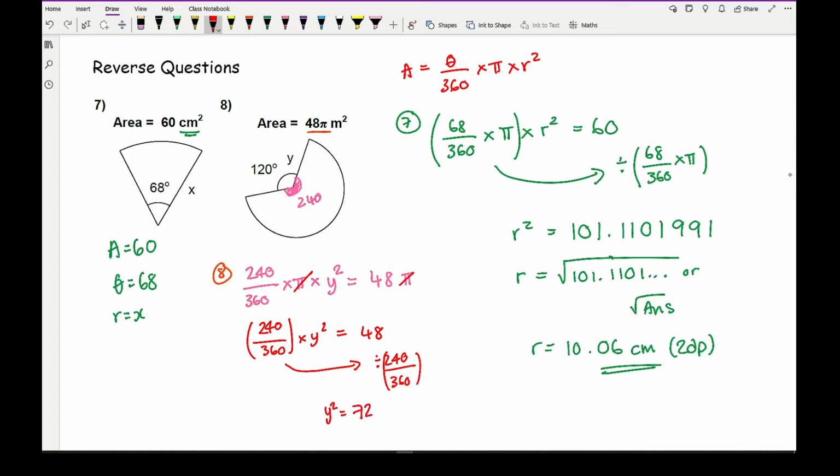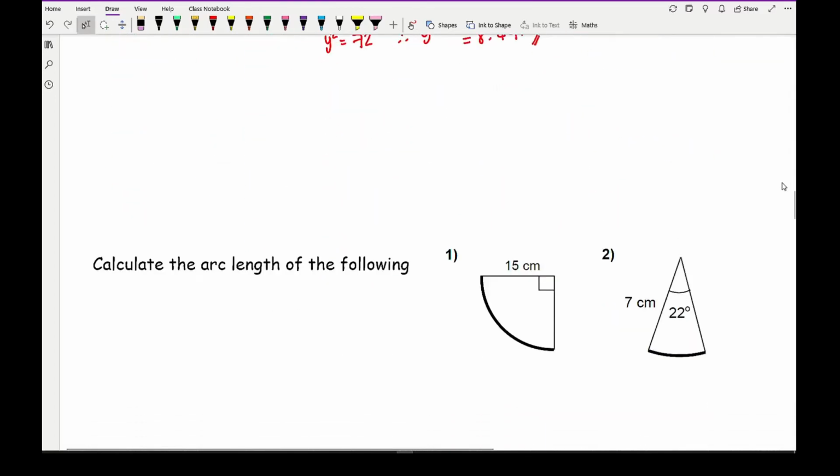Now I need to work out what y is, so therefore y equals the square root of 72, which gives me the answer of 8.49, and that's going to be in meters to 2 decimal places, and there is my final answer. So it's always worth practicing reverse questions. Again, there'll be more high level questions, but if you can practice these ones and you can do them, then you shouldn't be faced by any other sort of question.